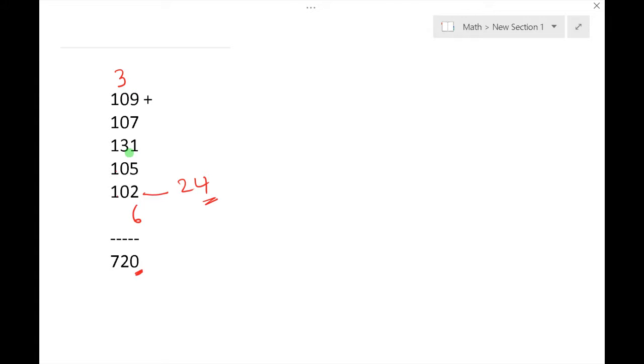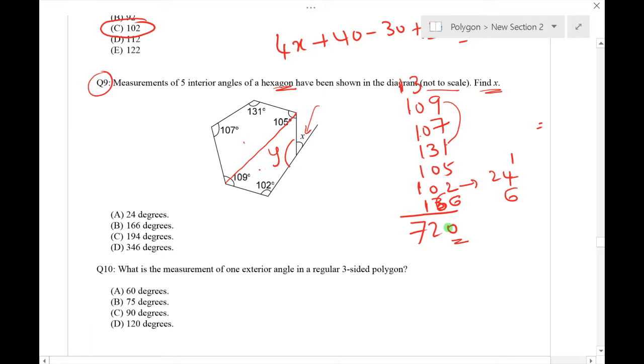6 plus what number will produce a 2? 6 plus 6 will produce 2. So 6 plus 6 is 12. And so 1 will become a carry. 1 plus 2, 3, 4, 5, 6. So we have 6. 6 plus what number will produce a 7? 1. So the answer will be 166. In other words, if you add up all these numbers and subtract from 720, you would get 166. Did you get it? So the value is going to be 166.